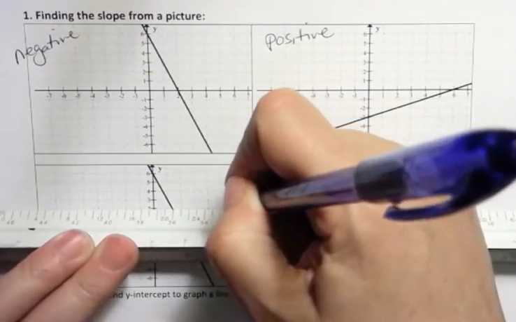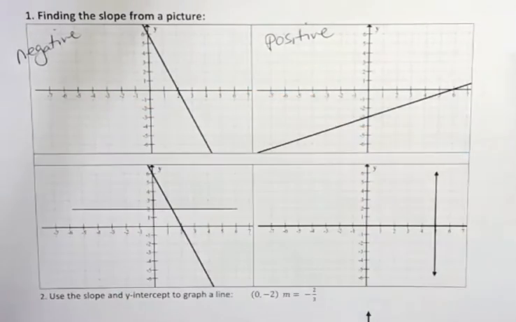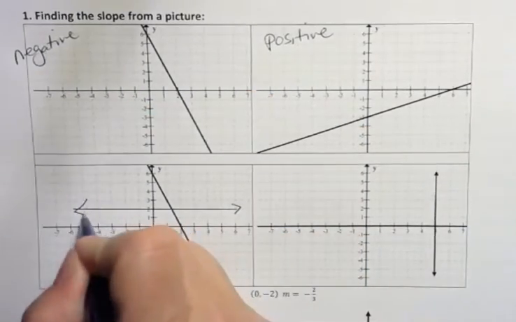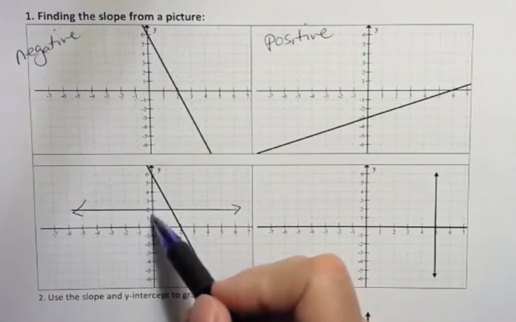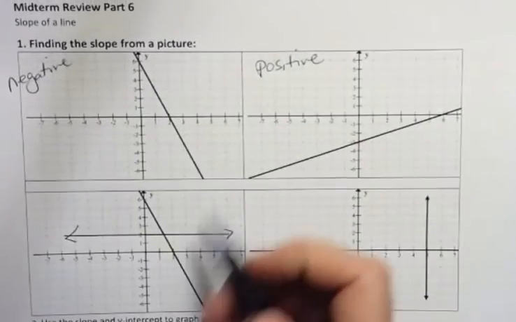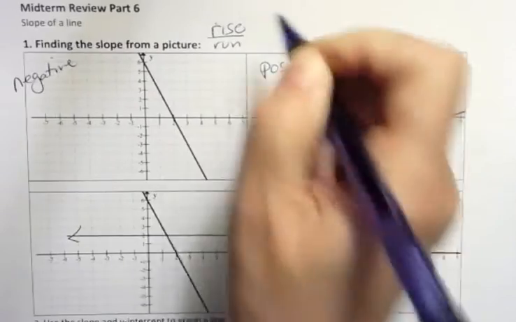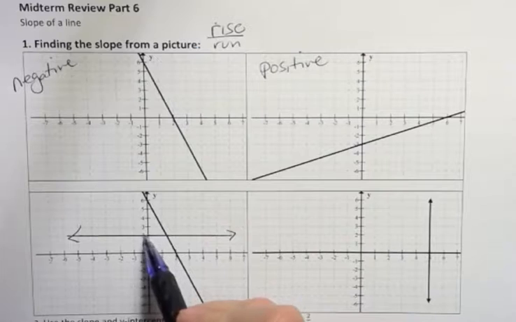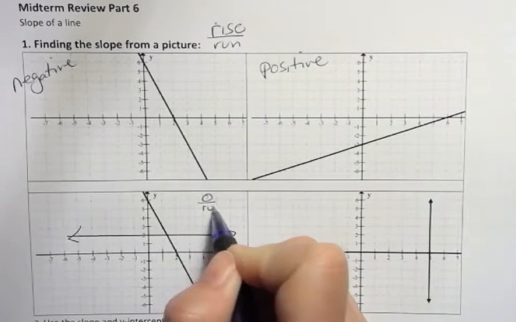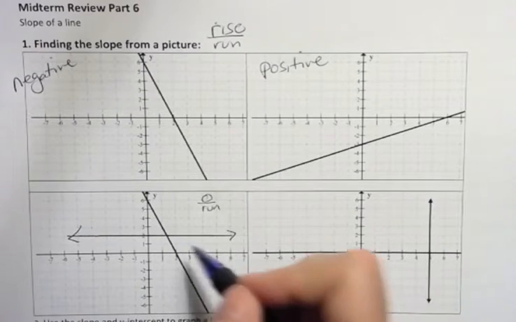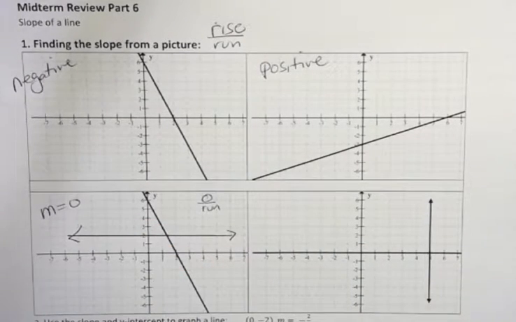If I have a horizontal line, so ignore my slope, the line that I have, and let's look at this horizontal line. Horizontal lines have no rise. And remember, slope is rise over run. If our rise is 0, no matter what we have for run, 0 divided by anything is still 0. So those are always going to be m equals 0.